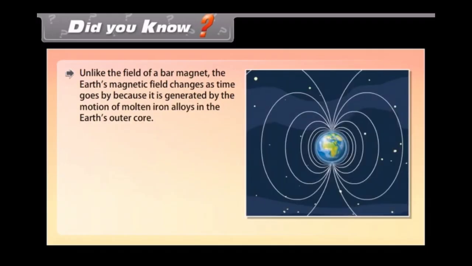Did you know? Unlike the field of a bar magnet, the Earth's magnetic field changes as time goes by because it is generated by the motion of molten iron alloys in the Earth's outer core.